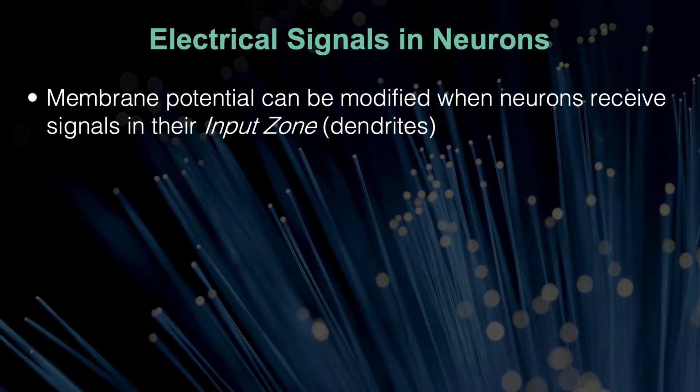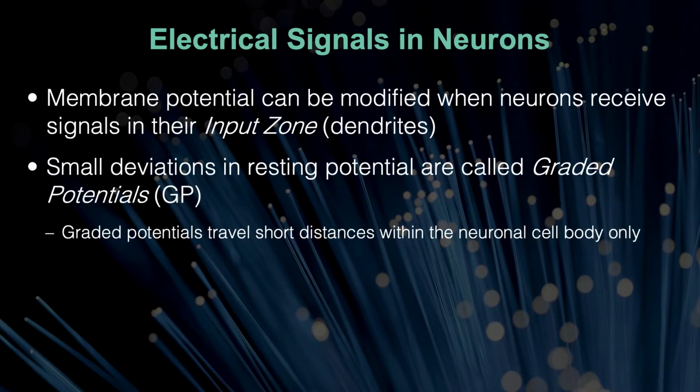And we do that by influencing or creating an input at the dendrites or at the input zone. Whatever the signal is, if we want to turn on or turn off a neuron, if we want to send a signal, we add a stimulus to the input zone. And that stimulus pushes membrane potential ever so slightly. It nudges it up or down. And that nudging is called a graded potential.